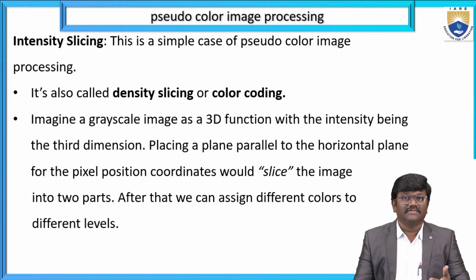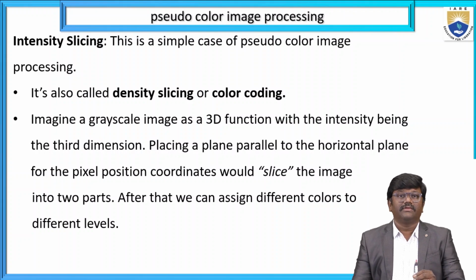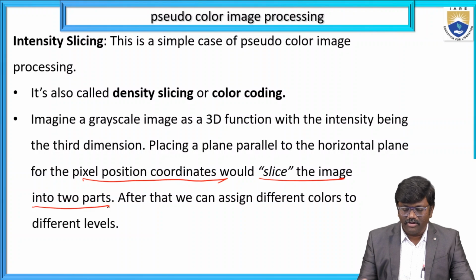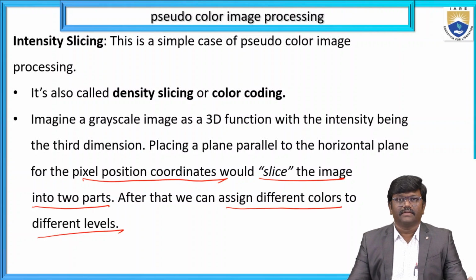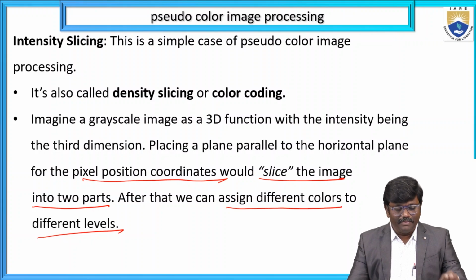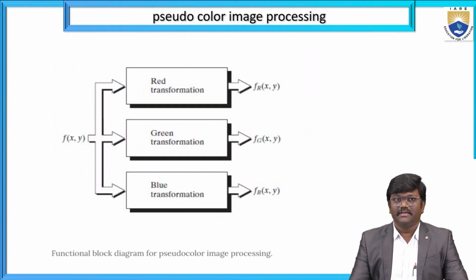How may we define such a simple case of pseudo color image processing, in terms of density slicing or color coding? Imagine or assume a grayscale image as a 3D function with the intensity being the third dimension. Placing a plane parallel to the horizontal plane of pixel position coordinates would slice the image into two parts. After that, we can assign different colors to different levels. We can remember this as the definition of intensity slicing, or color coding. That is the meaning of intensity slicing.